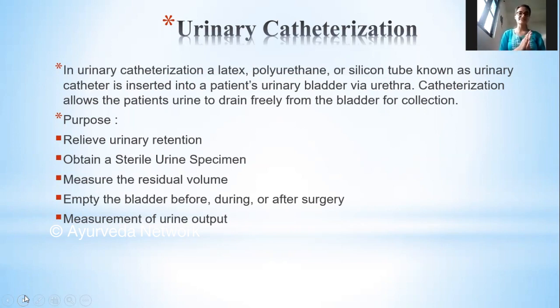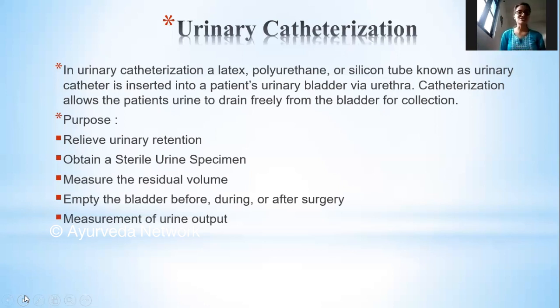So this procedure relieves urinary retention. Now, what else can you do with catheterization? You can obtain a sterile urine specimen. Say you have a patient who is unconscious and you have to take a urine sample. You cannot ask the patient to get up and give a urine sample, so you will do catheterization, right? To obtain a sterile urine specimen, you will use urinary catheterization.